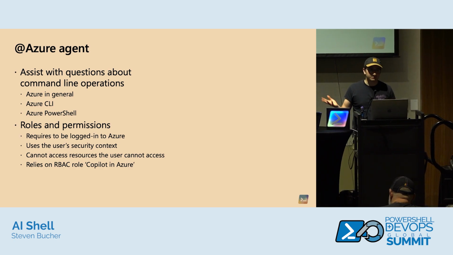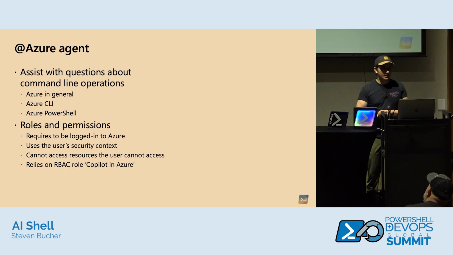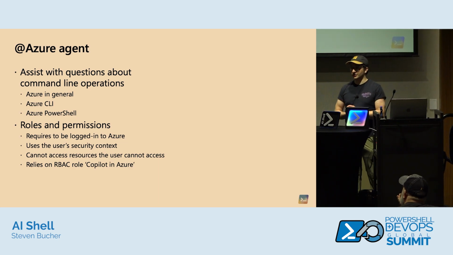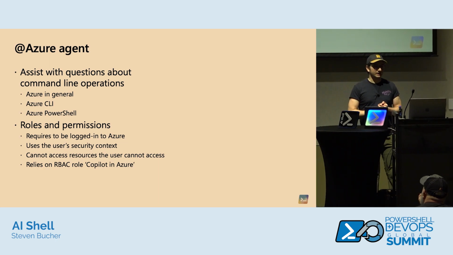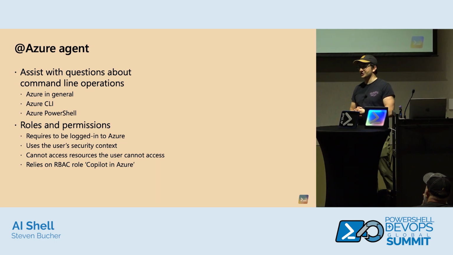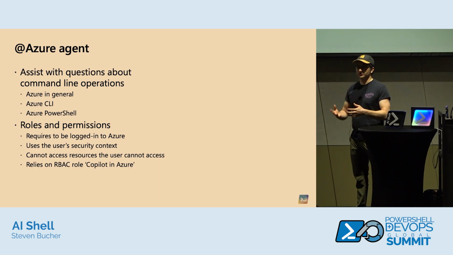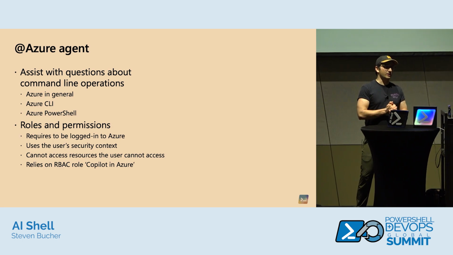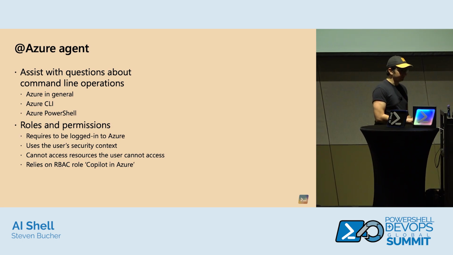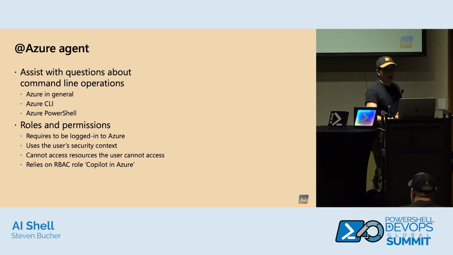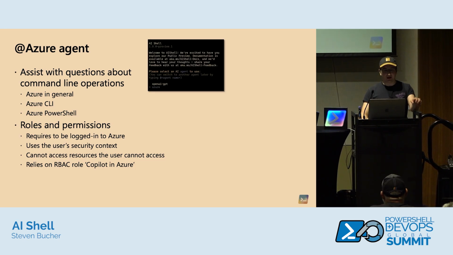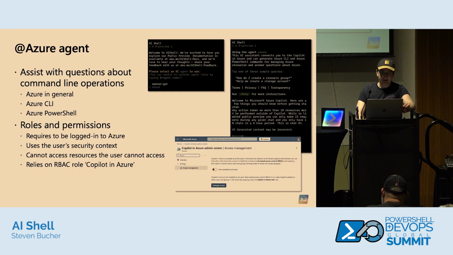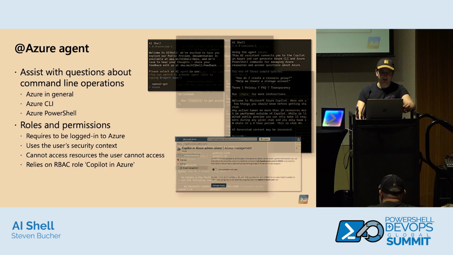What I mentioned before, roles and permissions: it requires you to be logged into Azure. It uses the user's security context. You can't access resources beyond their context. And we rely on the RBAC role, Copilot and Azure user. So like I said, I know a lot of folks work in identity management and management of access here. So we take that very seriously and try to make sure we have that. So yeah, here's the graphic of the selection of the different agents. Here's the startup page and the access control manager here.